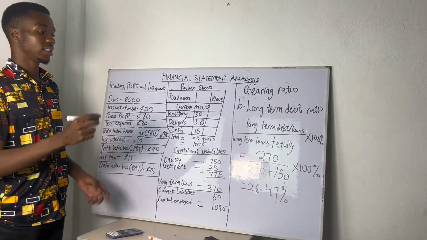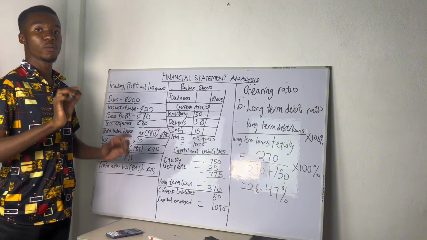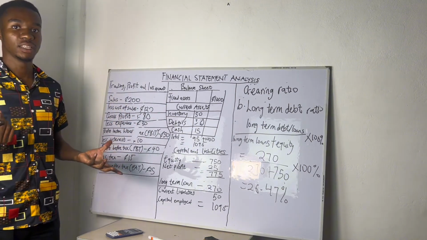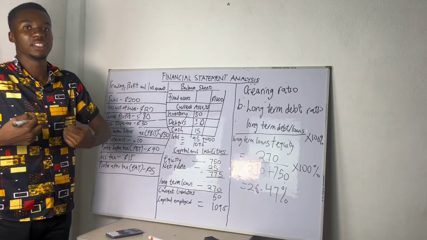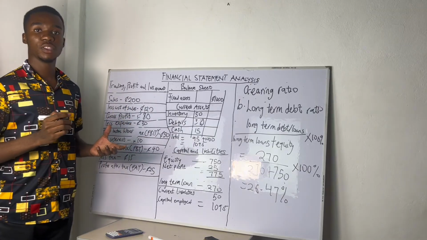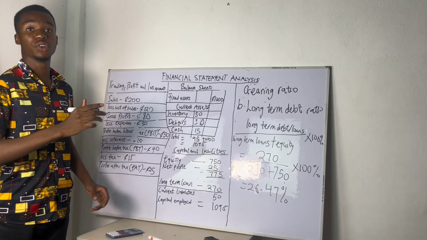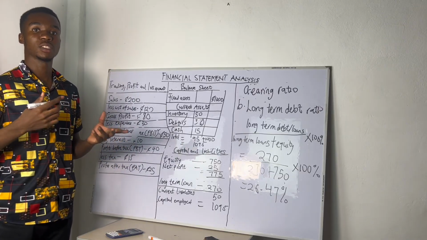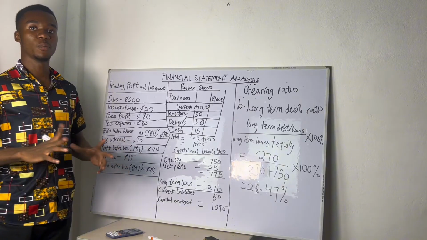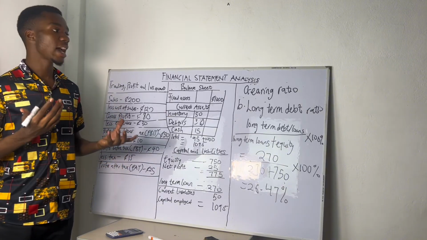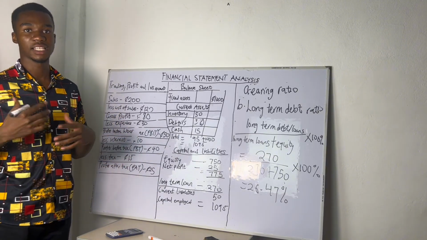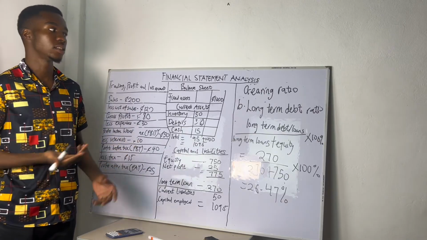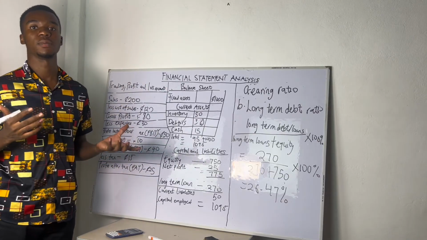What this means is that 26.47% of the company's assets is funded by the long-term loans that they've taken. It means it's surviving on the loans. As a company, you have to ensure that your long-term debt ratio is very low, because if it's very high, it can easily collapse, because at the end of the day, you're supposed to pay. And if you're not able to pay, the company would most likely collapse. So the higher the long-term debt ratio, the less successful the business is. And the lower it is, the more successful the business is. So that's basically it for the long-term debt ratio.